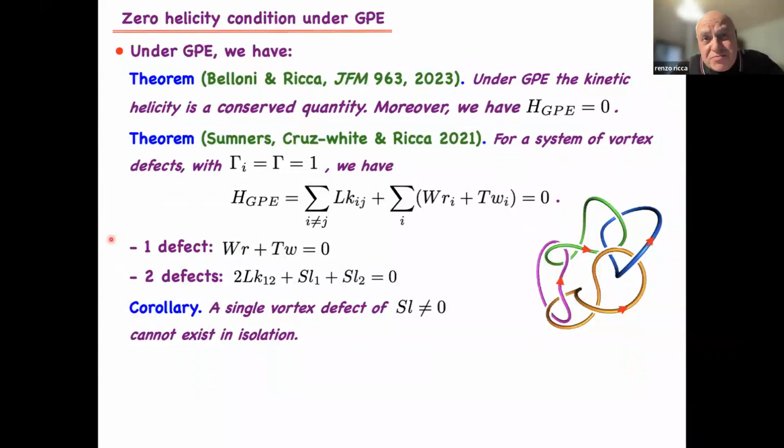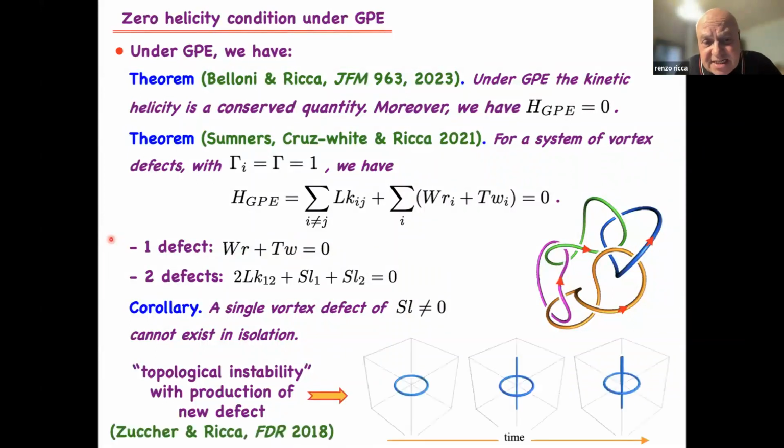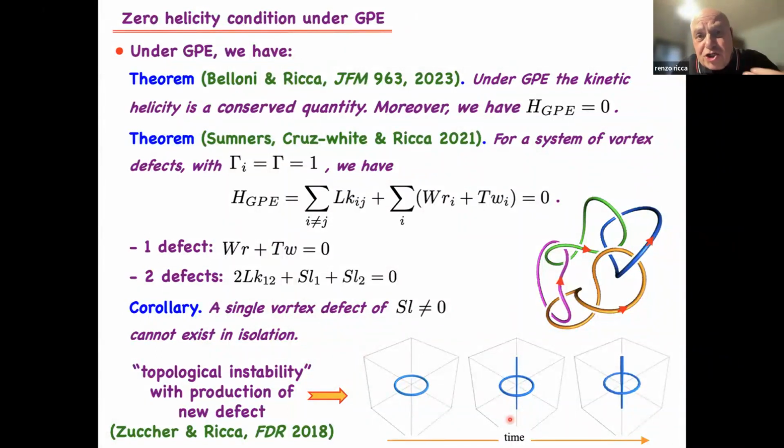Indeed, the smooth foliation of the ambient space got broken, and we have a topological instability with production of new defects. And this has been done in a numerical exercise with Simone Zuccher. You'll see we have a single vortex ring here, and then we superpose a twist on it, and we have an instant formation of a central new defect. And so new production of new defects just from pure geometric and topological aspects.